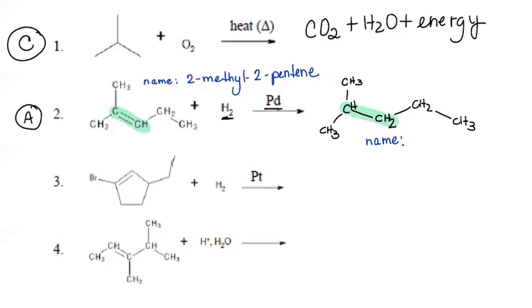What is the name of the alkane? Great job. 2-methyl. We don't need the 2. 2-methyl pentane. Because think about it. What is the 2 telling you about the alkane? Nothing. So it's 2-methyl pentane.